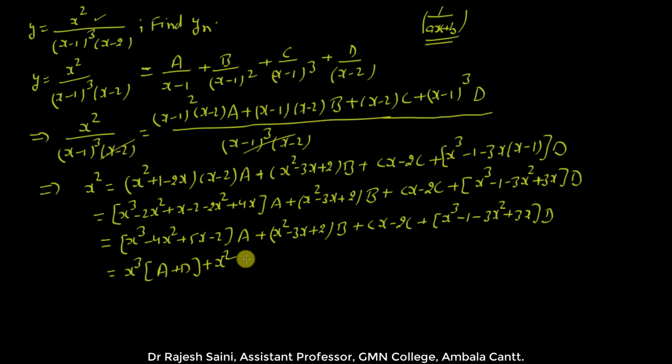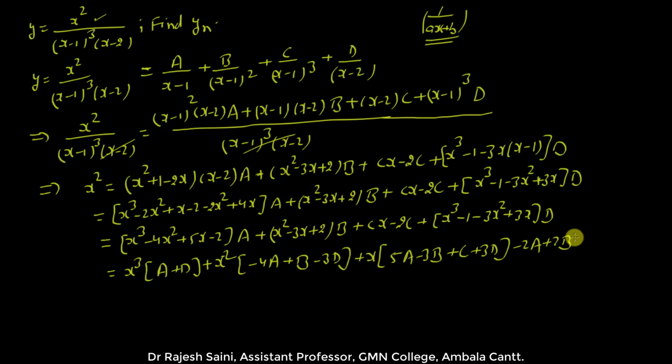Coefficient of x square: minus 4a minus 3b, it will be plus b of x square minus 3d, and of x: 5a minus 3b plus c, and it will be plus 3d, and of constant term: minus 2a plus 2b minus 2c and minus d.